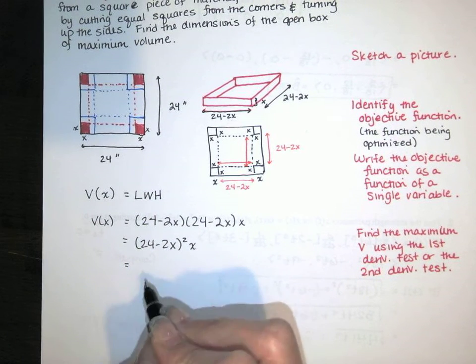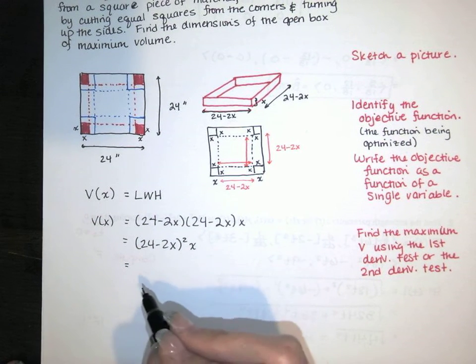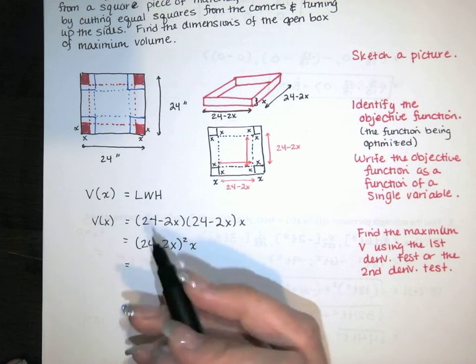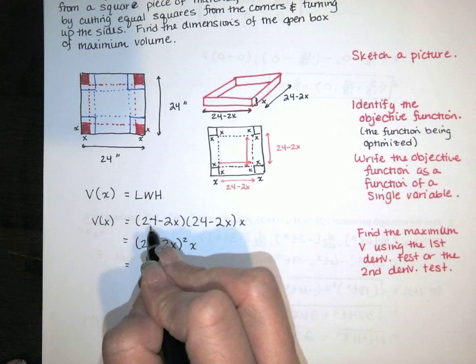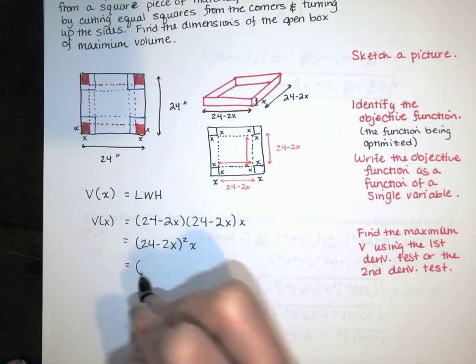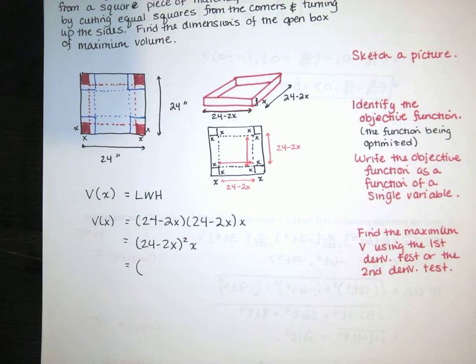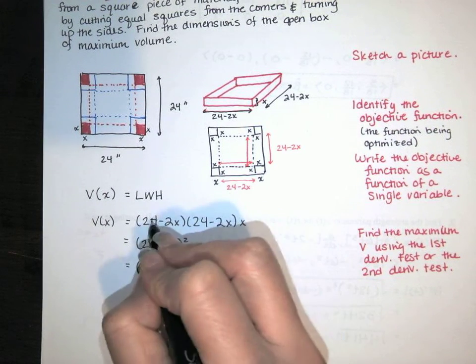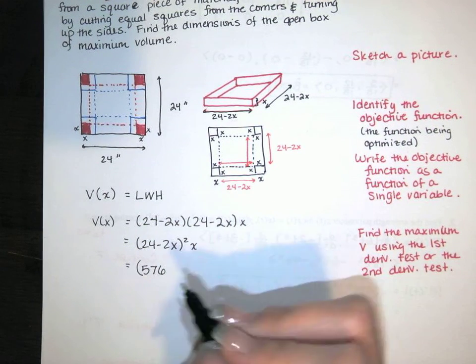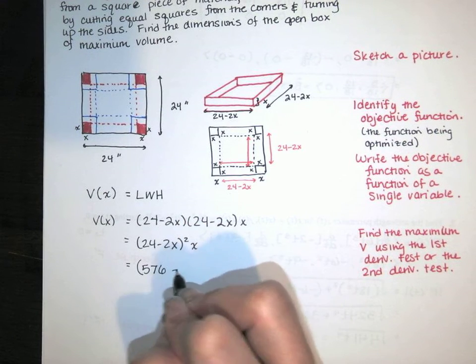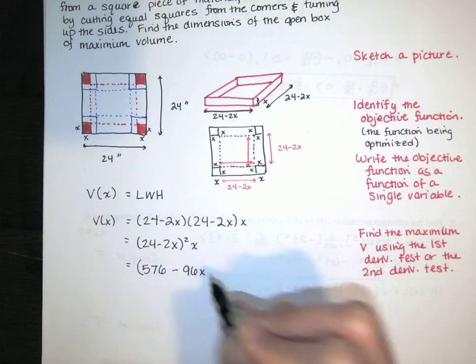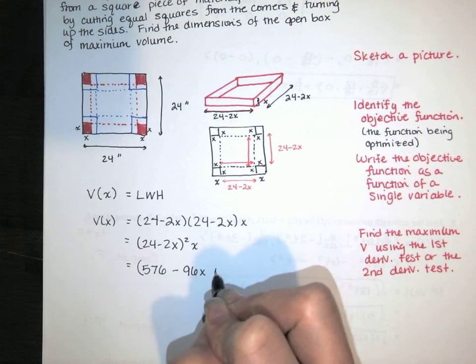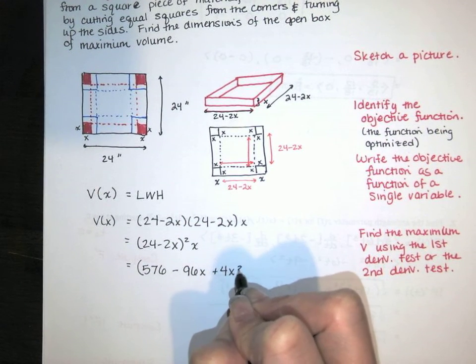I think I would, rather than using the product rule and the chain rule for this, rather distribute. So we've got 24 times 24 there. What's that? 144 times 4, so it's 576. And then outer times outer is negative 48x. Inner times inner is another negative 48x. So that's negative 96x. And last times last is 4x squared.